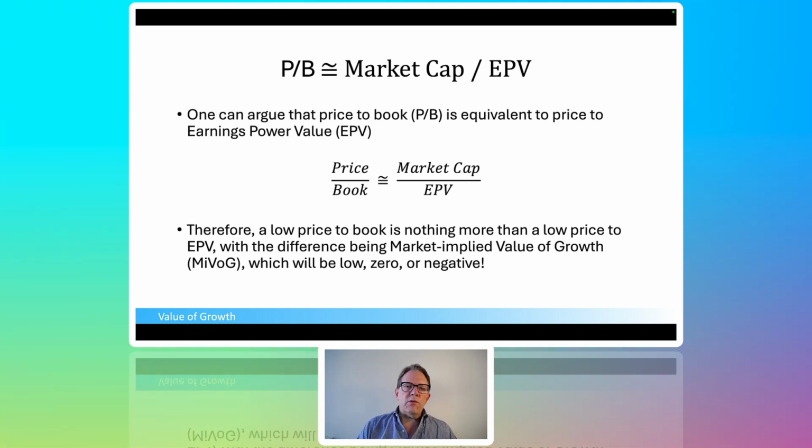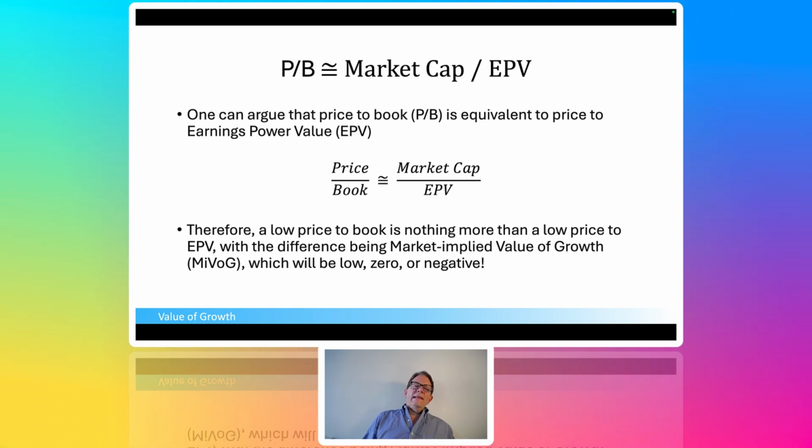How do we say that more directly? Low price to book means investors are paying very little for growth, or maybe nothing for growth. I think that's the key insight. It's not price to book that matters. It's the low market-implied value of growth. Now, I'm going to say this a million times in this lecture series. It's the market-implied value of NOPAT growth, earnings growth.